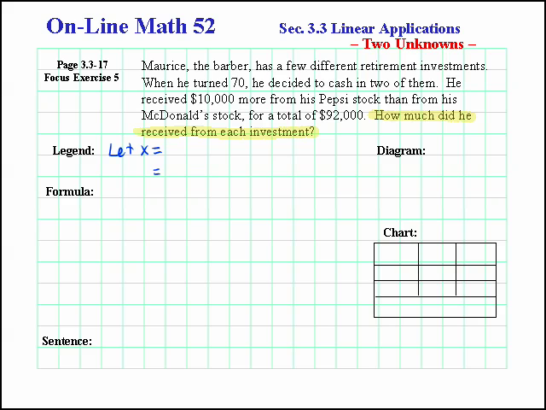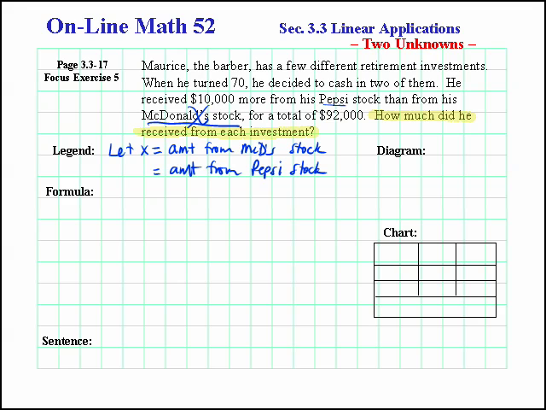How do we determine which one's going to be x? Do you remember from section 3.2? You do. Good. That's right. X is going to be the second thing mentioned. So let's see. We have here that he received $10,000 more from his Pepsi stock than from his McDonald's stock. There is x. So I'll say let x equal the amount from McDonald's stock. I'll abbreviate that. So the other part must be the amount from the Pepsi stock.